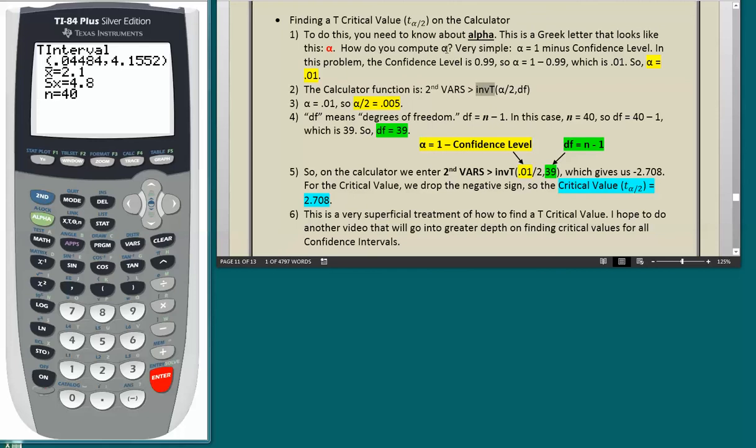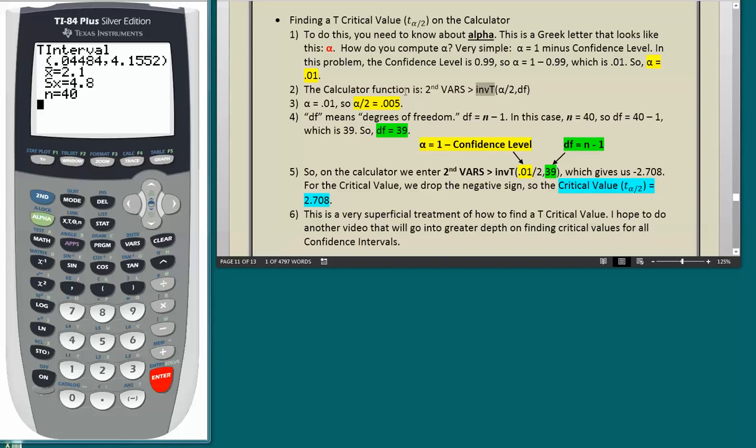How do we compute alpha? It's very simple. Alpha equals 1 minus the confidence level. In this problem, the confidence level is 0.99, so alpha equals 1 minus 0.99, which is 0.01. So for starters, alpha equals 0.01.